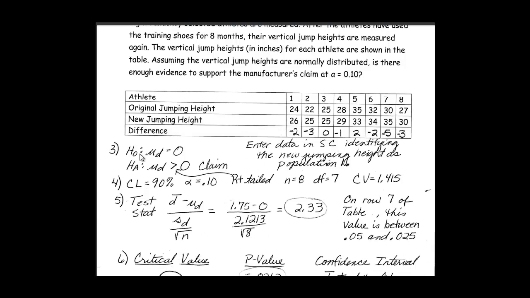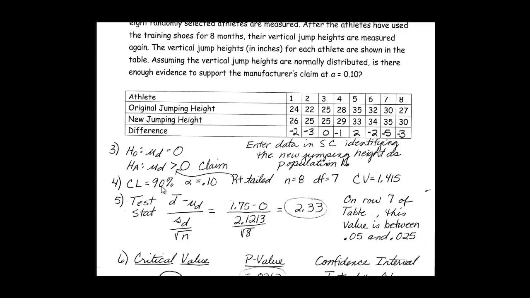The other thing that we need to be aware of is how do we state our H0 and our HA. Our null hypothesis is that the average difference is going to be equal to 0. If these shoes made no impact at all, one might be up, the other one might be down, and that would all average out to be 0. But the manufacturer is claiming that the average difference in jumping height will be greater than 0. So that's his claim.